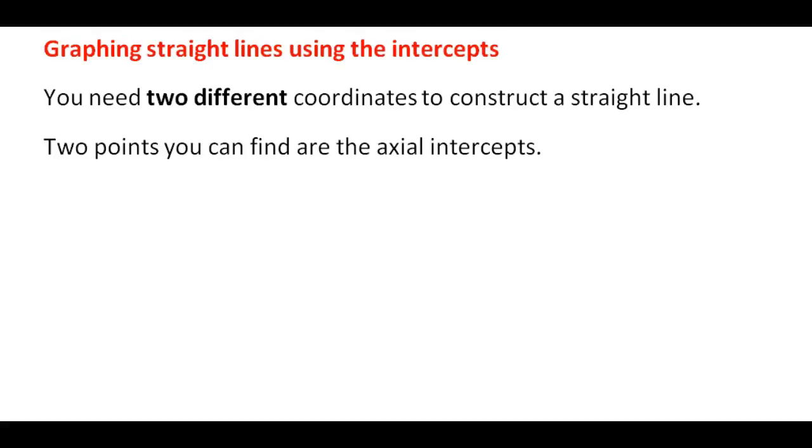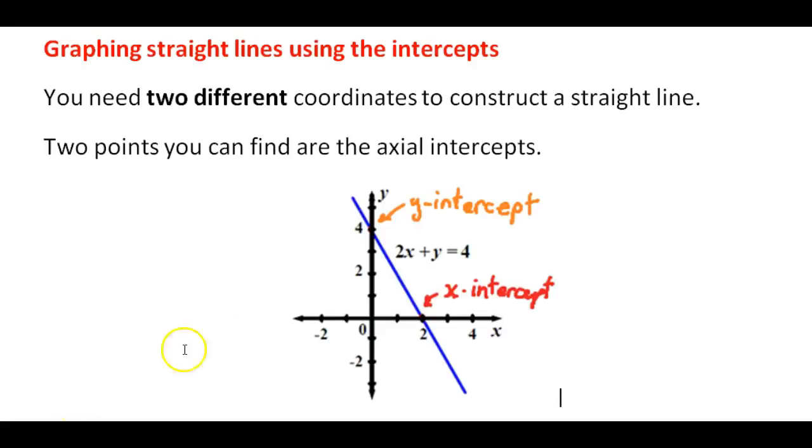In this lesson, we'll be looking at making the graph of a straight line using the intercepts. You only need two different coordinates to construct any straight line. Two points you can find are called the axial intercepts. You can see the axial intercepts in this graph.